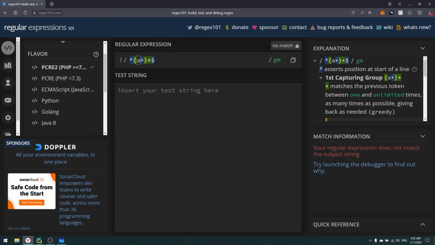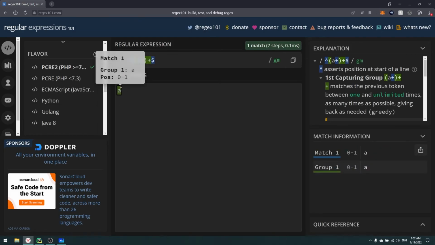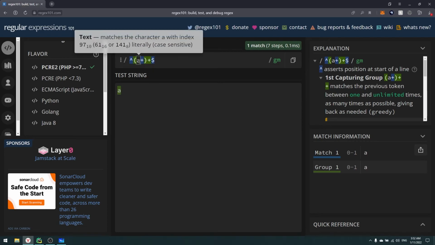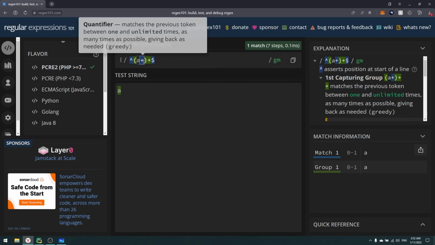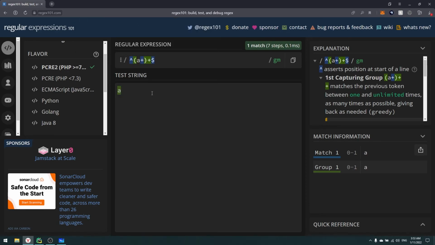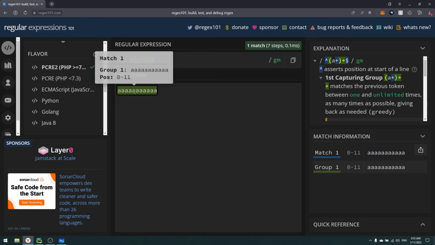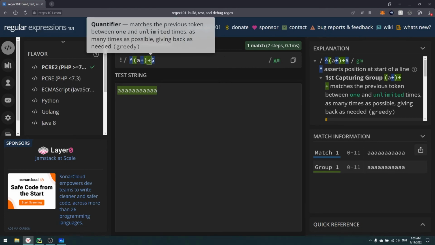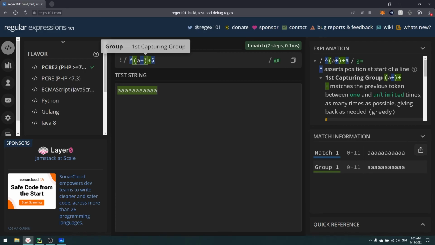Then we have A, so literally A. So as you can see, it matched here. So match, everything is great. We executed 7 steps, 0.1 milliseconds, 1 match. Very simple. Plus means that you can have 1 or unlimited amount of those characters. So like that. As you can see, it matched in 7 steps, still 0.1 milliseconds. And then we captured that group and we put another plus at the end. So that basically means that those capture groups can happen 1 or unlimited times. Very, very simple. But what is the problem with that regular expression?